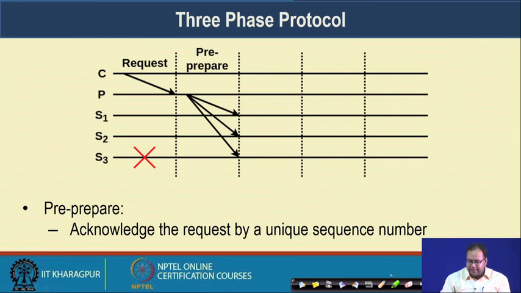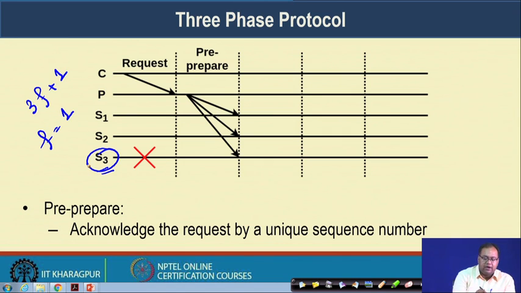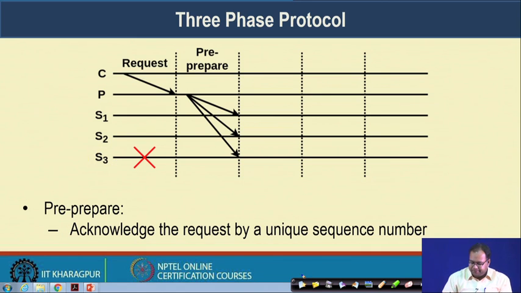So, once the client sends the request, then in the pre-prepare message you broadcast this pre-prepare message to all the secondaries. Here in this example we are assuming that one secondary is faulty. So, we have 3f plus 1 replicas. We are considering here f equal to 1, we have one faulty replica which is S3. So, we have a total of 4 different replicas, so 1 primary and 3 backups. So, in the pre-prepare phase, the primary assigns a unique sequence number to the request message and broadcasts that message to all the replicas.